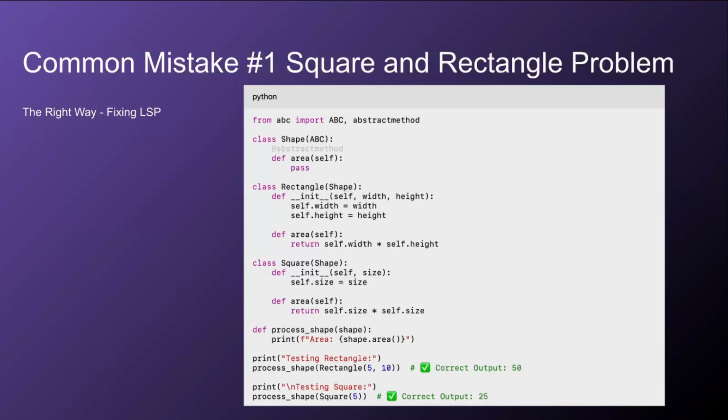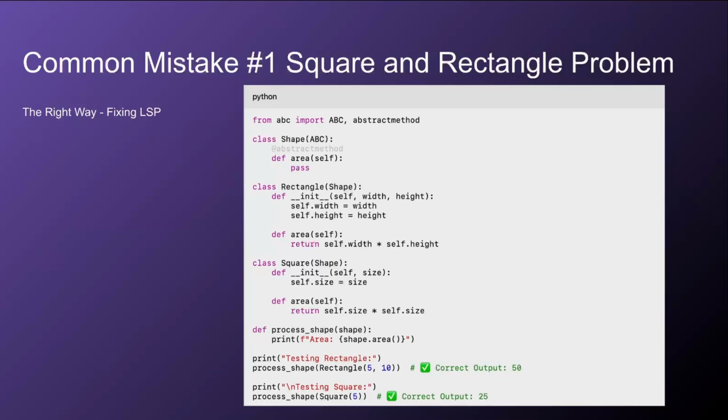So Rectangle will inherit this, and it will define its constructor which takes the width and height, and the area is defined to multiply width by height and return it. Similarly, Square is also inheriting from Shape. It defines its constructor by taking size, and the area is multiplying size with itself and returning that. Now instead of that process_rectangle function, we have this process_shape, and it takes a shape. Whatever shape it takes, it just calculates its area, shape.area.